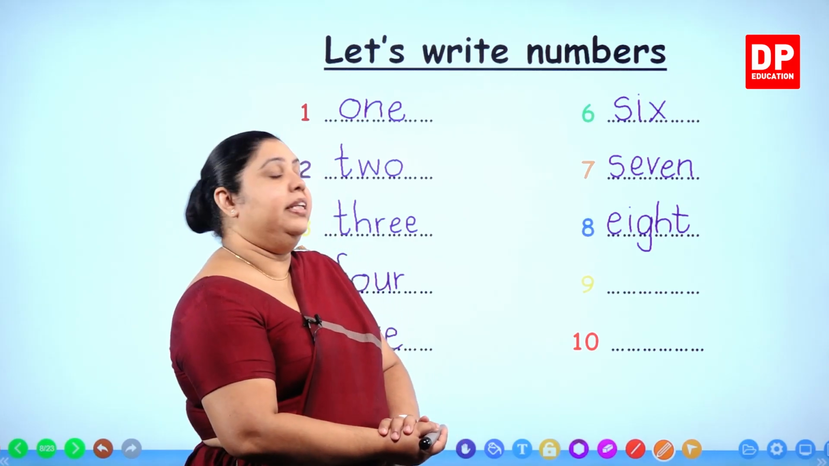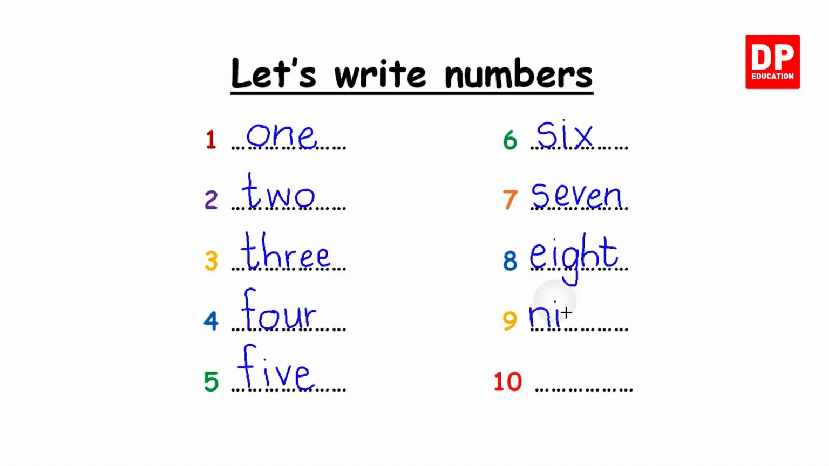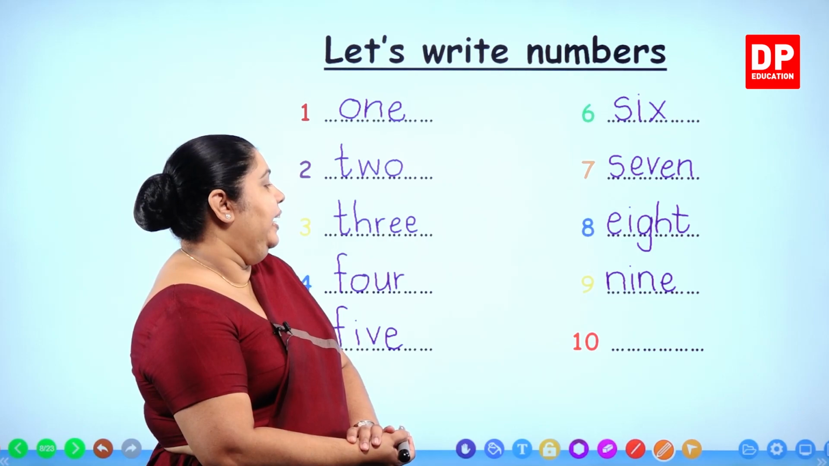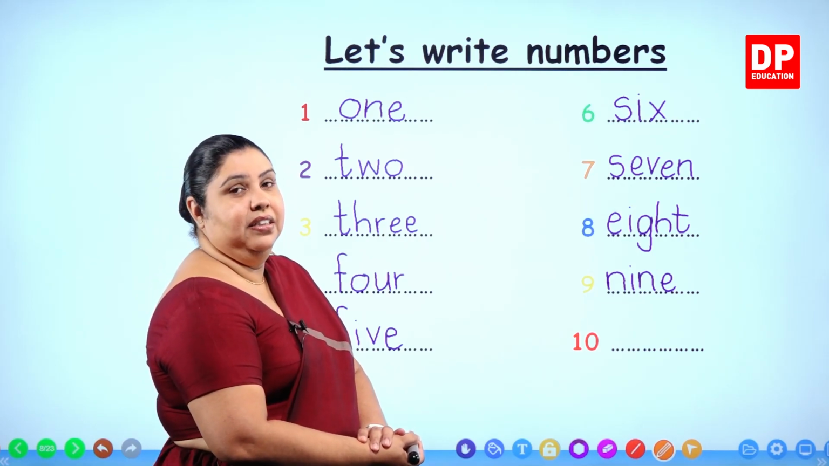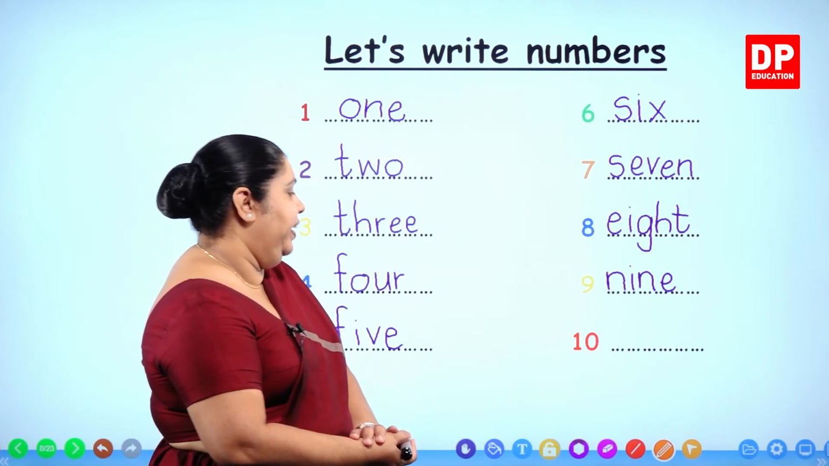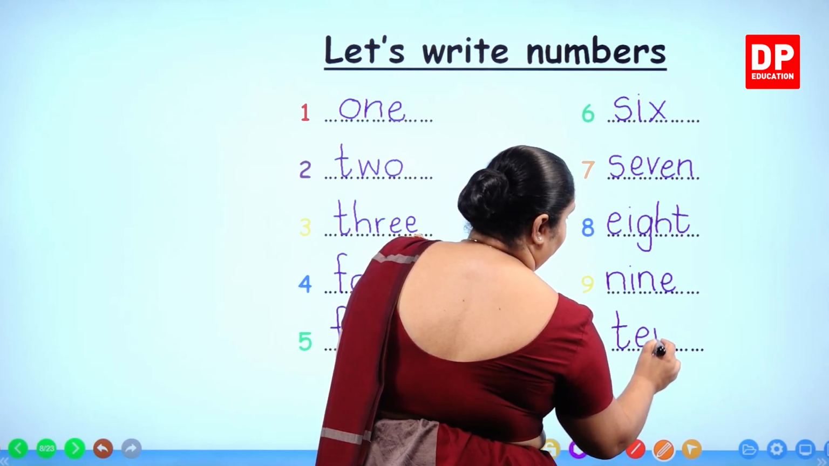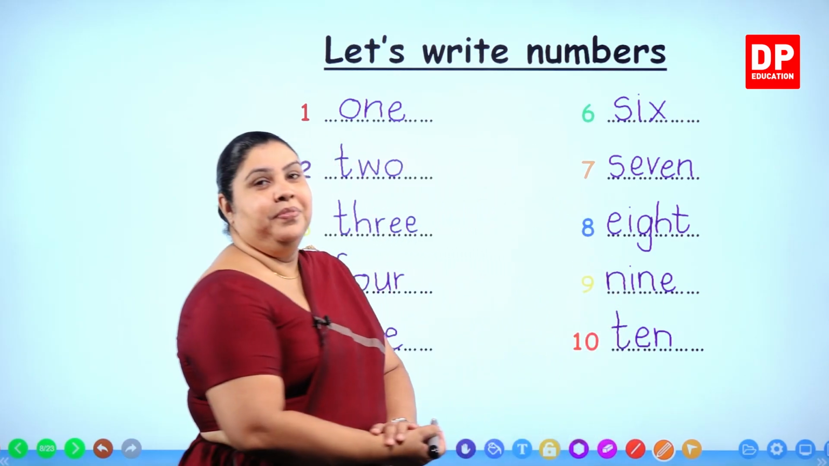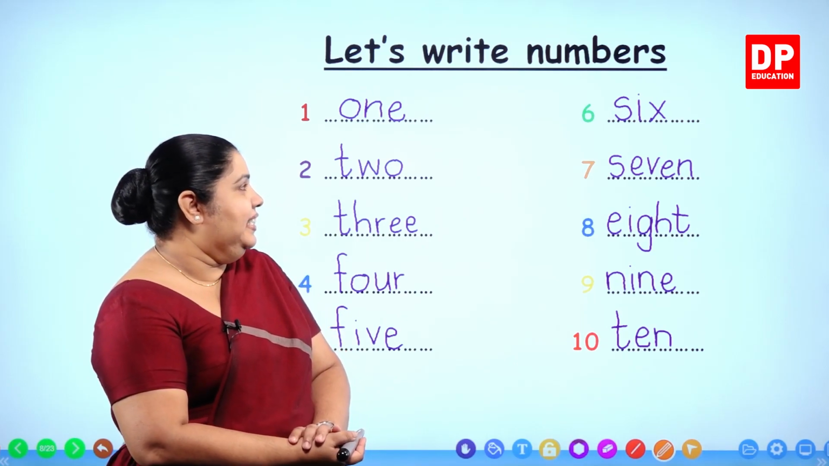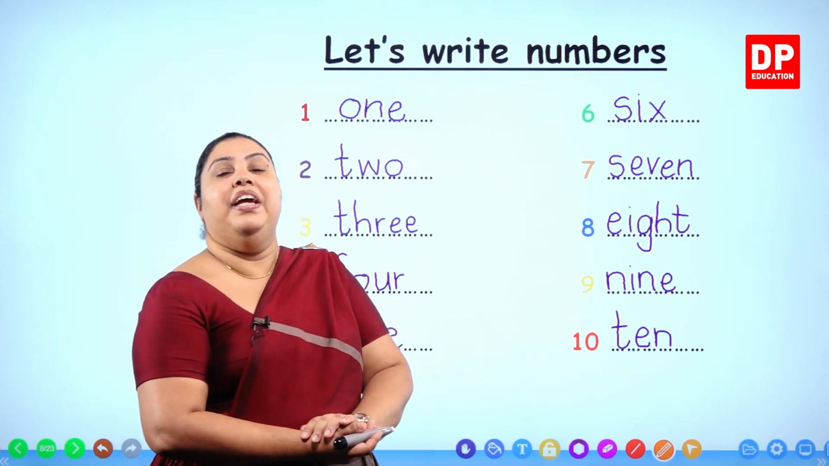Eight. You have to practice the spelling. Next. 9. Nine. 9. Nine. 9. Last number. Number 10. Number 10 is of course very easy. Ten. 10. Ten. 10. Just like number 6, number 10 is also very easy.